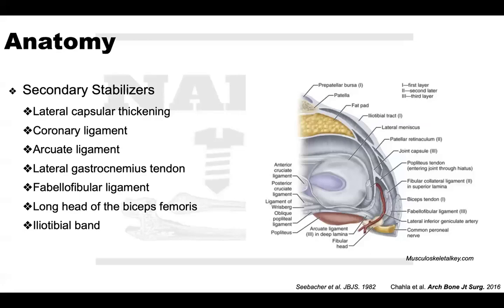Secondary stabilizers of the knee are also super important to pay attention to. So lateral capsular thickening, the coronary and arcuate ligaments, you actually have the lateral gastroc tendon there, as well as the long head of the biceps femoris and your IT band. And the image on the right, for those who can see it, it's a little bit of an older image, but it actually demonstrates this well. It has all of the different structures and how they lie in terms of layering.